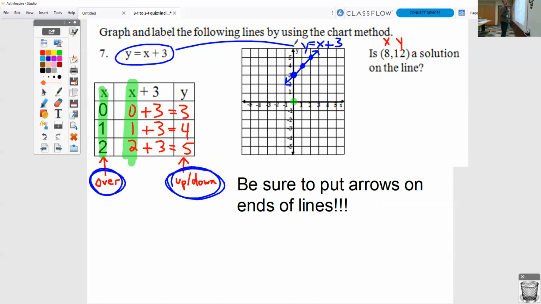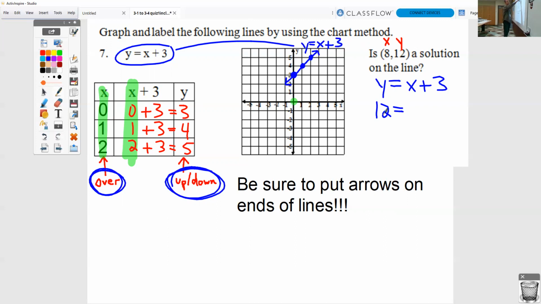Now in the third part, we have to do a check. X comma y is how all points are written. So 8 is our x, 12 is our y. All that we're going to do is take our equation and do a check. Instead of y equals, we have 12 for y. We're given that in the question.